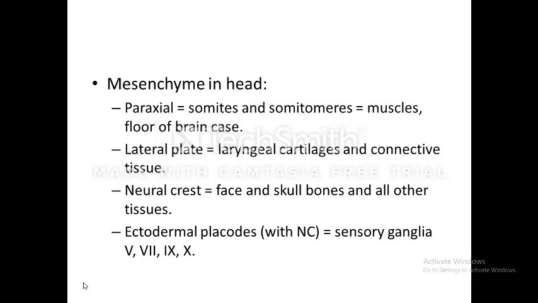Speaking about the origin of the structures in the head and neck region, we are speaking about the origin of the bones in the head region. Some of the bones originate from the pharyngeal mesoderm, somites and somitomeres, and the bones of the face arise from the neural crest.